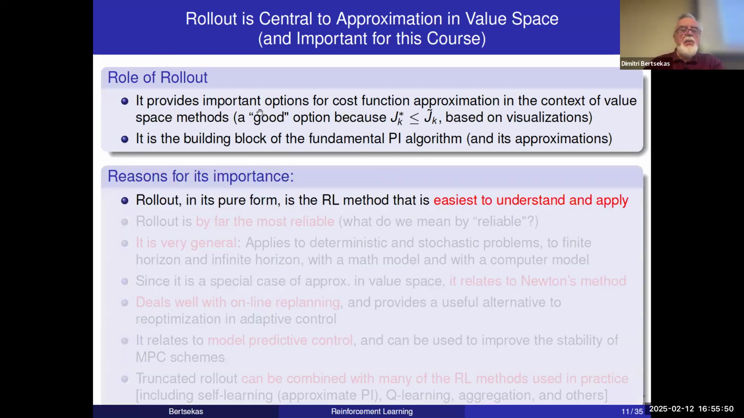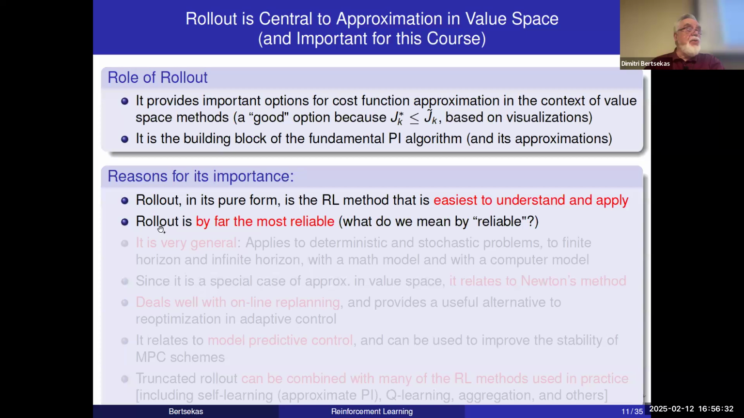So what are the reasons for its importance? For one thing, in its pure form, among all the reinforcement learning methods that you'll hear about, this is the easiest to understand and the easiest to implement. It's very easy to implement rollout on your own. You don't need any off-the-shelf software, neural network packages, machine learning packages, which you don't know what's in them. And you can write your own code and understand every bit of it.